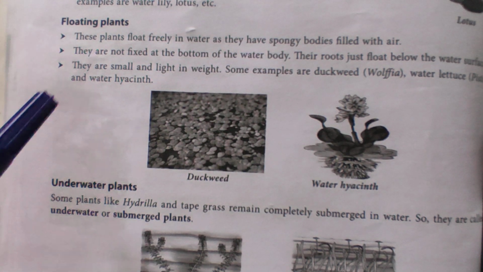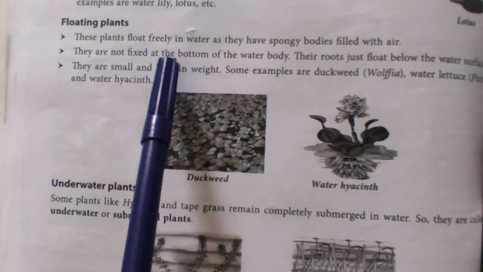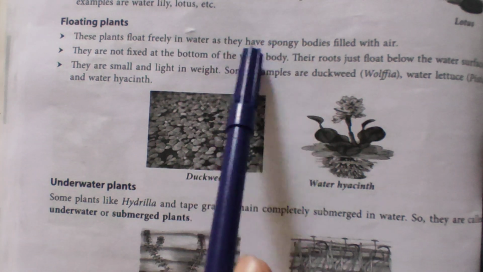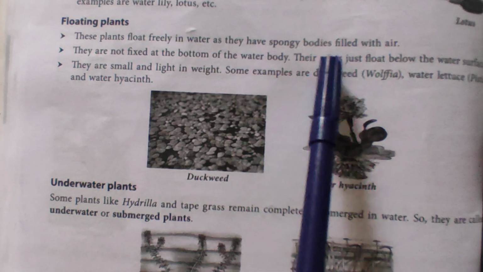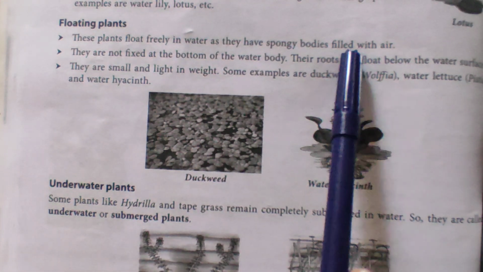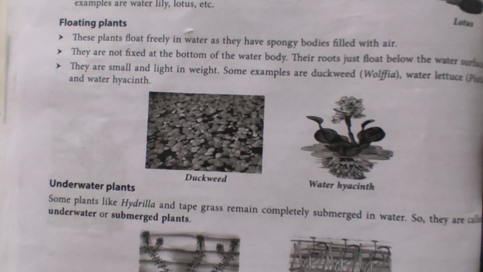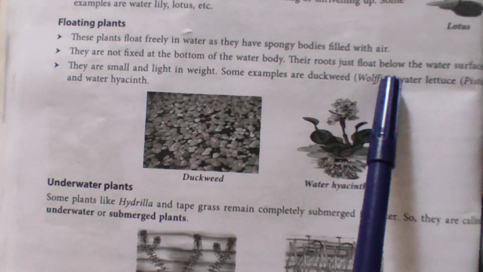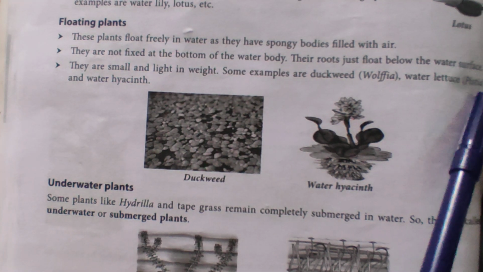Now see the floating plants. These plants float freely in water as they have a spongy body. How is their body? Spongy. Their spongy body is filled with air. They are not fixed at the bottom of the water body. Their roots just float below the water surface.